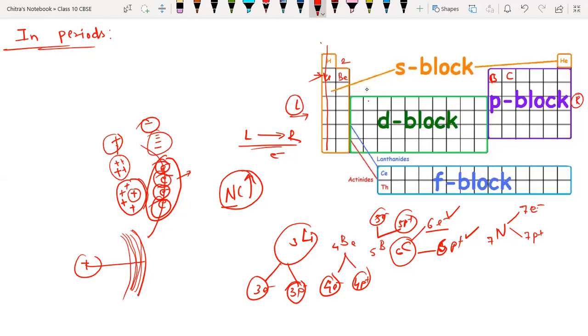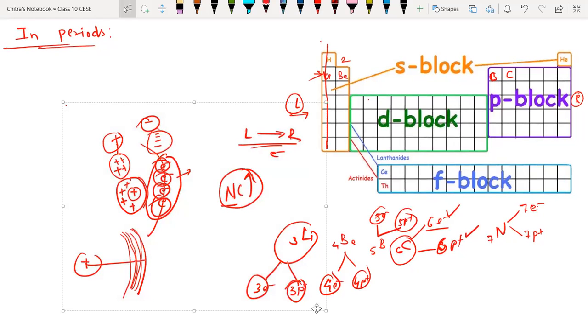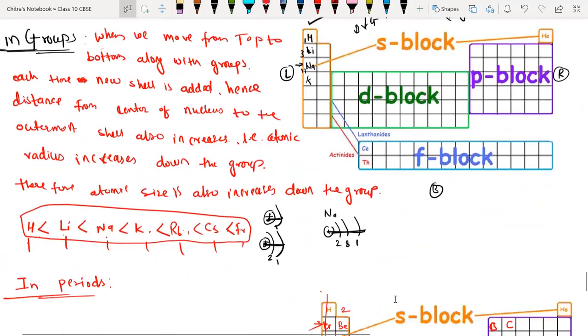Okay. Yes, sir. Okay. So let me write the trend for atomic radius in a period. So I'm just erasing that data. If you want to take a screenshot, do it quickly. Done? Sir, can you scroll up? Yes, sir. I'll just take a screenshot of this. Okay, quick. Yes, sir. I'm done.